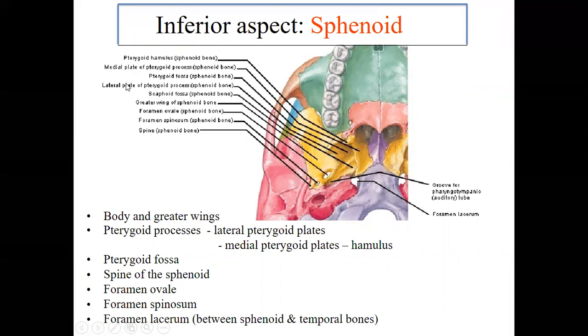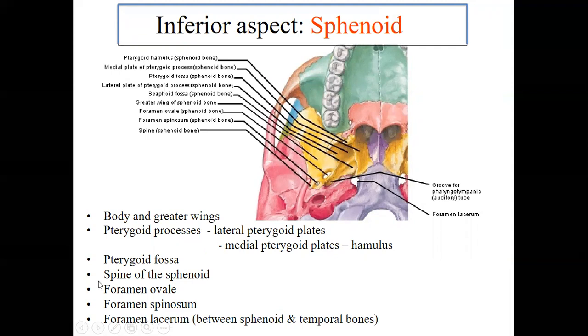Pterygoid process. If you see here, we have two parts, the lateral and also the medial. This is the medial plate of the pterygoid process, and this is the lateral plate of the pterygoid process. And then we also have the pterygoid hamulus. You can see here, this is the pterygoid hamulus. And then we have the pterygoid fossa. Fossa is a space.